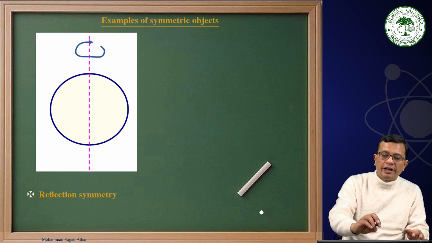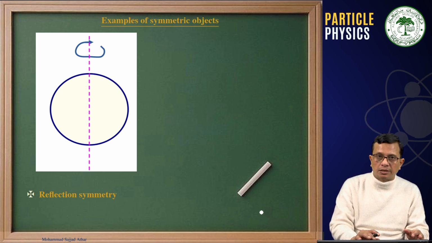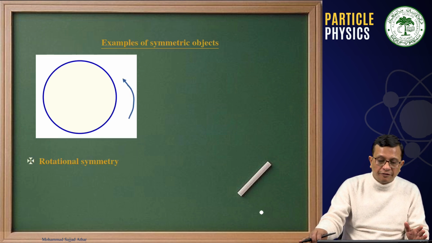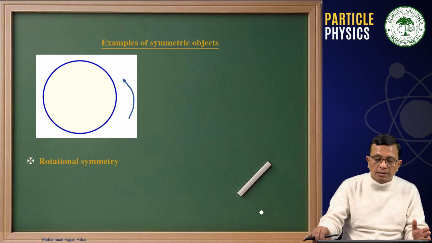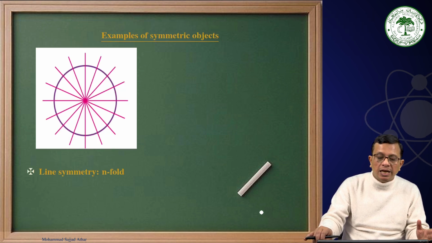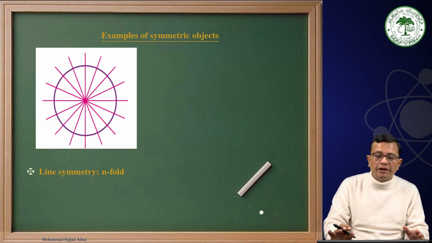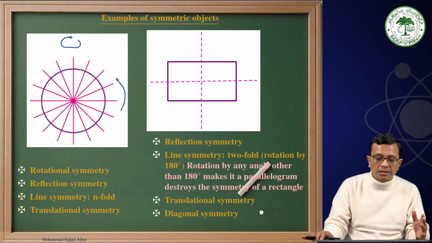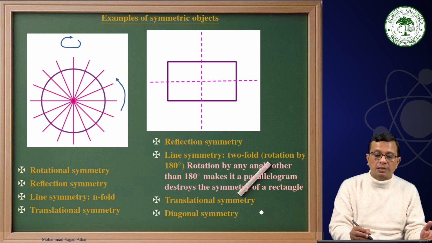Then, in the case of a circle, if I put a dashed line just at the center, then it has reflection symmetry also. Therefore, mind it, in the case of a circle, we are talking about the first case, translational symmetry; in the second case, rotational symmetry; in the third case, reflection symmetry. Then we have a line symmetry also, which is n-fold. Therefore, a circle has many symmetries: rotational, reflection, line, as well as translational symmetry.